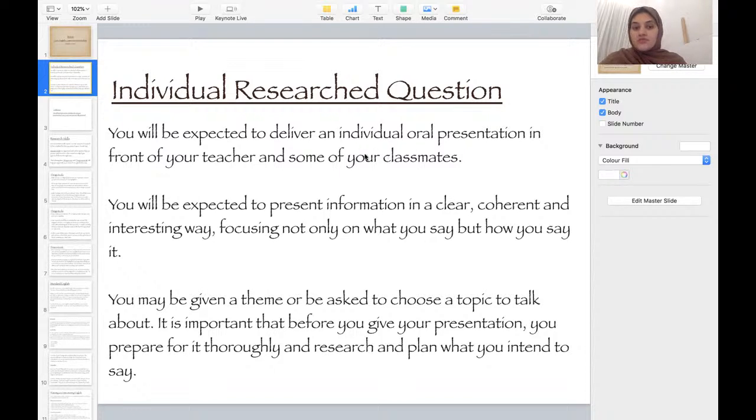So you will be expected to deliver an individual oral presentation in front of your teacher and some of your classmates. And you'll all be expected to present information in a clear, coherent, and interesting way, focusing not only on what you say, but how you say it. So you may be given a theme or be asked to choose a topic to talk about. So it is important that before you give your presentation, you prepare for it thoroughly and research and plan what you intend to do.